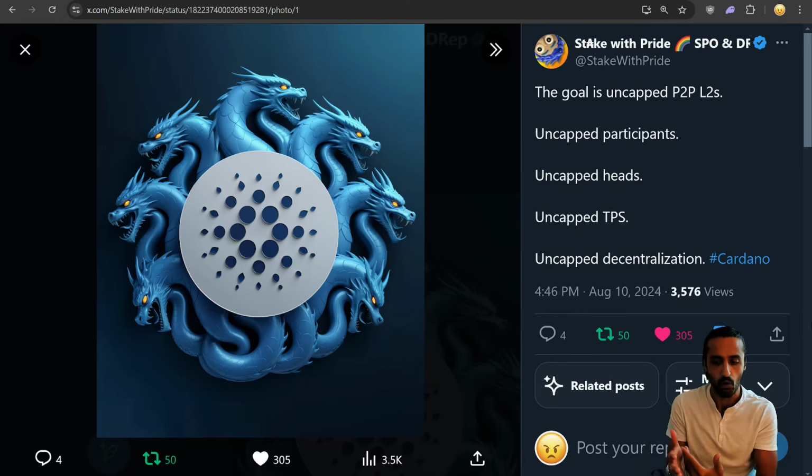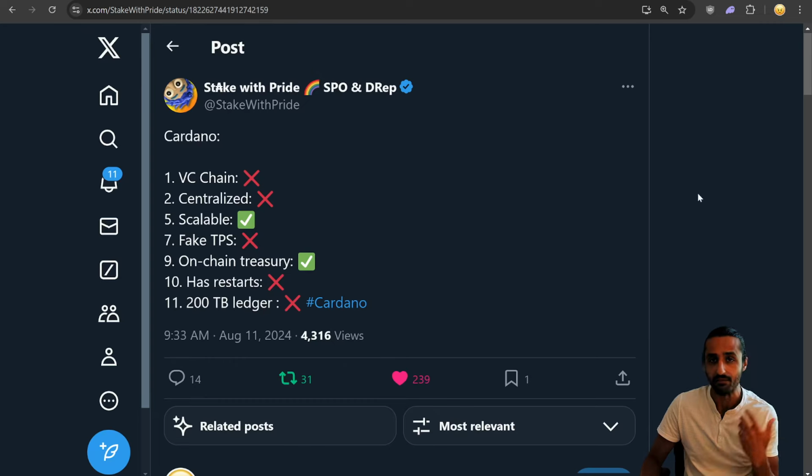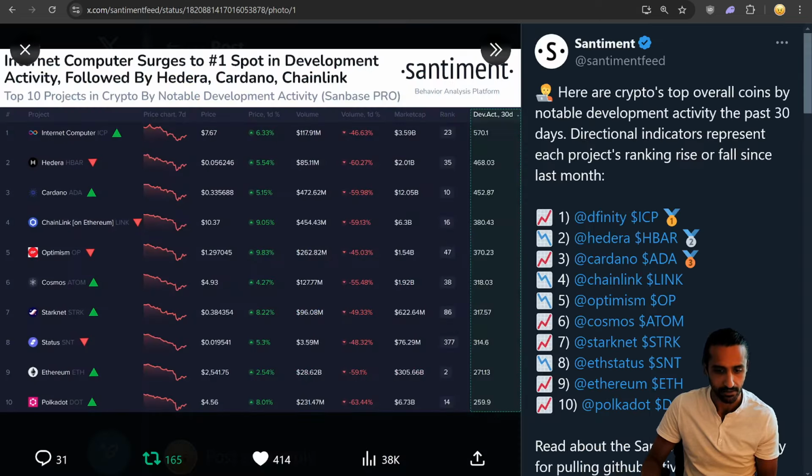Tell me of another L1 that's handing over nearly $1 billion treasury to its community and burning the Genesis keys. It's really, like I say, the jacked Bitcoin. Cardano: no VC chain, not centralized, scalable, no fake TPS, on-chain treasury, no restarts, no hacks, no downtime, no 200 terabyte ledger, and growing. Quite ridiculous.